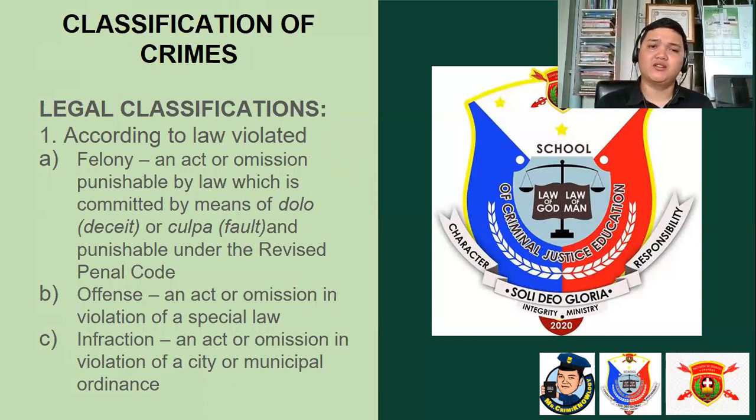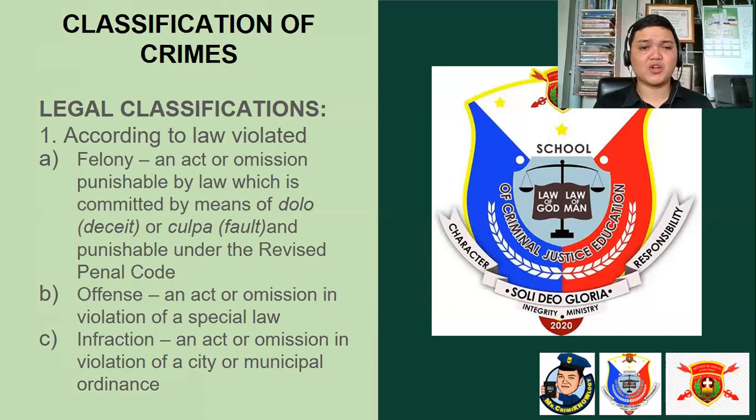Classification of crimes. Let's see the legal classification of crimes. Number one, according to law violated. As I said a while back, a felony is an act or omission punishable by law, which is committed by means of dolo or deceit or culpa or fault and punishable under the Revised Penal Code.